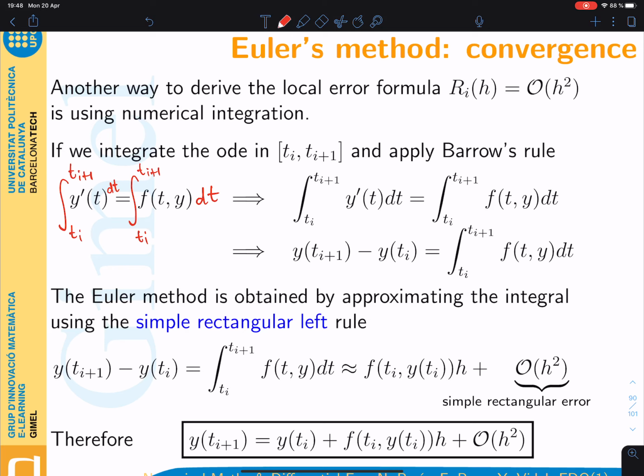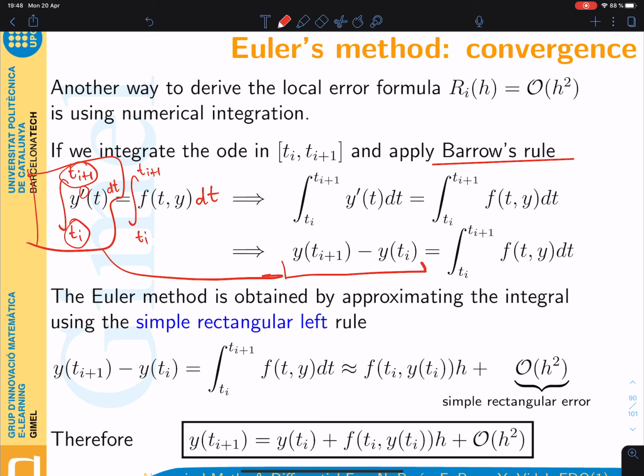Let's see. The integral of the derivative, they are inverse functions one to the other. So the result is y(t). Yeah, but as we have a definite integral, we need to use Barrow's rule, and what we get is this. The result of this integral here is y at ti plus 1 minus y, the exact solution, at ti. Okay, what about the integral in the right-hand side?